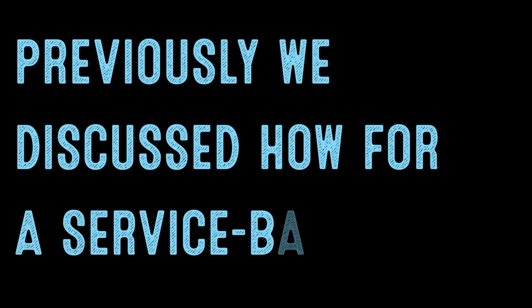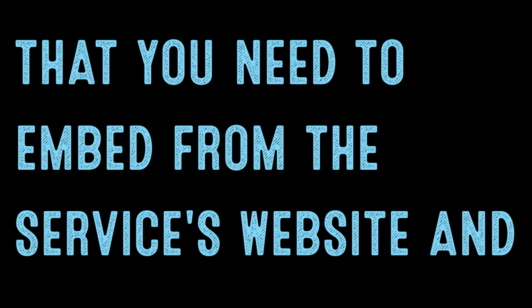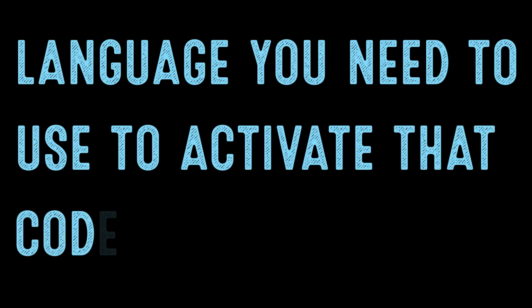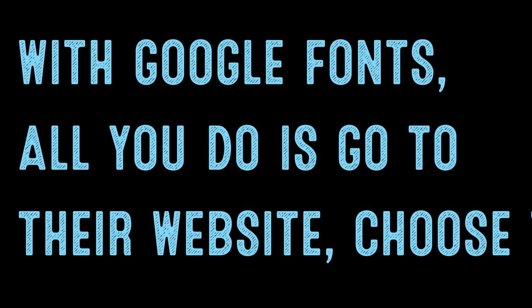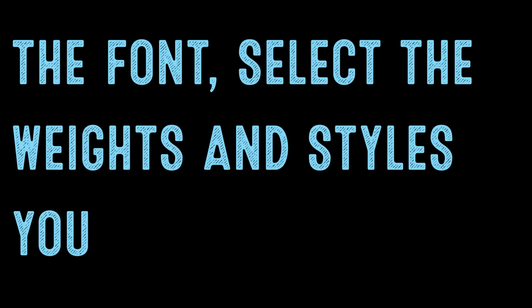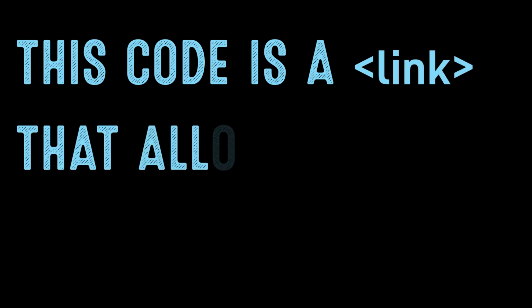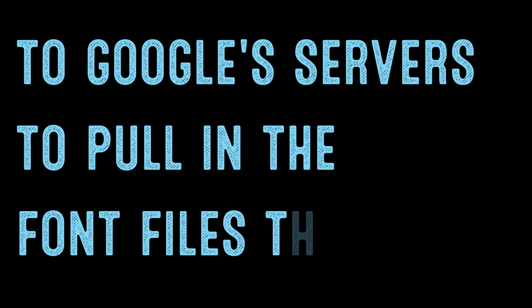Previously, we discussed how for a service-based font face method, all you need to do is to get lines of code that you need to embed from the service's website and add it to your code. And then you should find out the language you need to use to activate that code. So we saw how with Google Fonts, all you do is go to their website, choose the font, select the weights and styles you want, and then copy the code provided and place it in the head element. This code is the link element that allows your web page to connect to Google servers to pull in the font files that are needed for your chosen font.